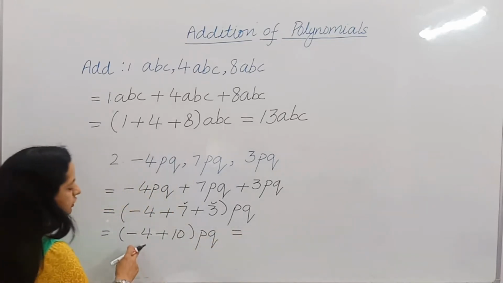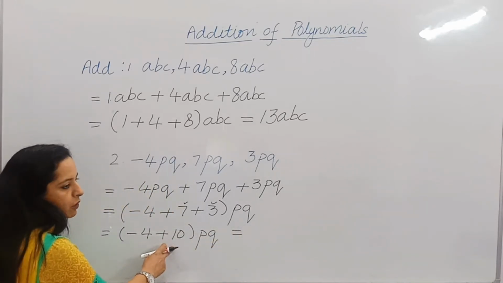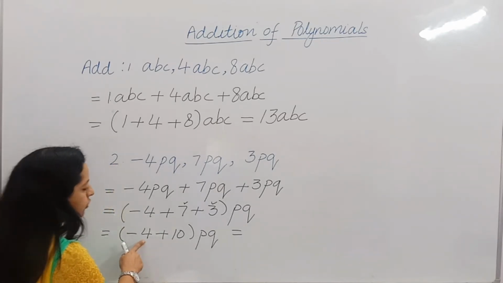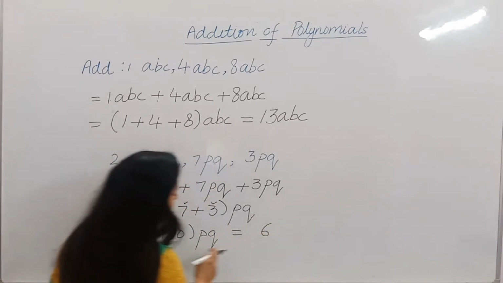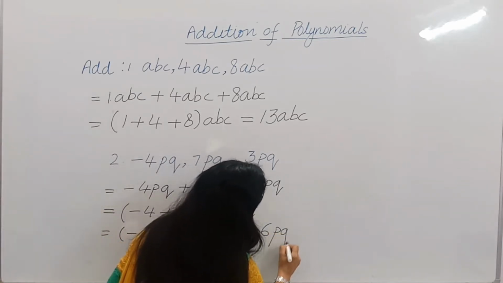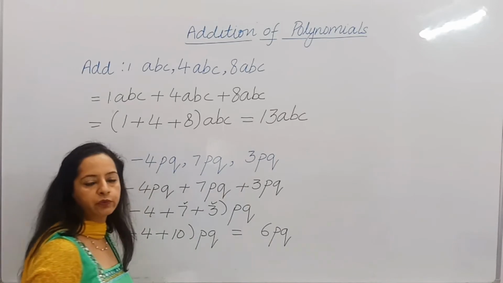Now if you see here, I have got different signs, one is negative, one is positive. Different signs we subtract. 10 minus 4 is equal to 6 and the sign is always of the greater number, so we will have a positive sign. So our answer will be equal to 6PQ.